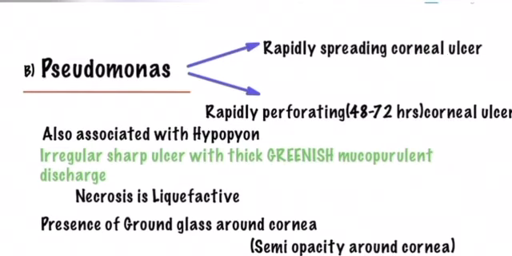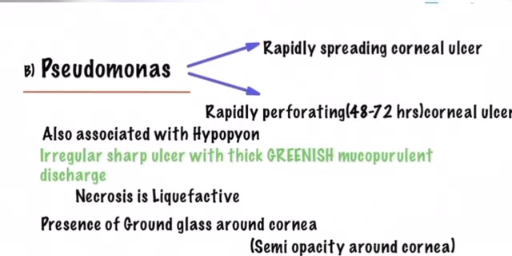And Pseudomonas is also associated with hypopyon. Again, I told you, S. pneumoniae is not the only bacterium which causes hypopyon. There are other bacteria as well. So here is another example for you, Pseudomonas, which also causes hypopyon. And the ulcer of Pseudomonas is an irregular shaped ulcer and a sharp ulcer with thick greenish mucopurulent discharge. So it's irregular, so you can imagine the margins of it will obviously be sharp. So an irregular sharp ulcer with thick greenish mucopurulent discharge.